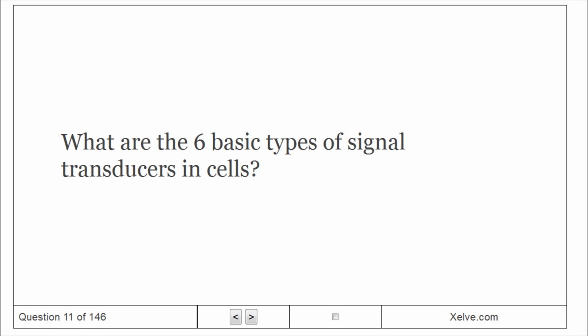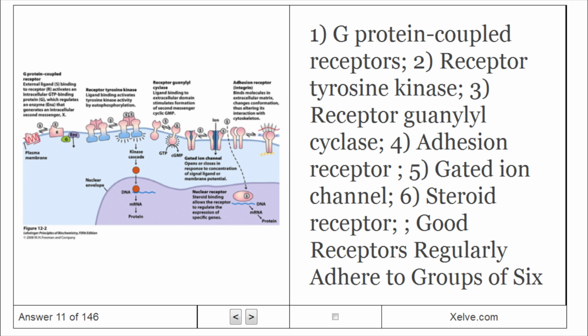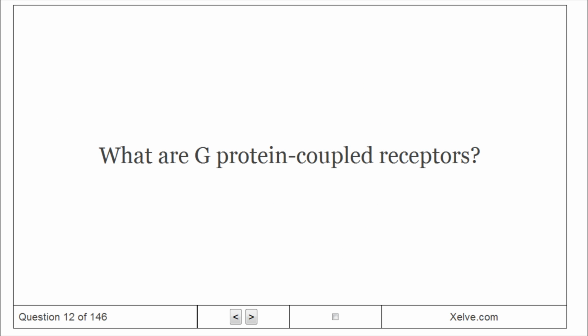What are the 6 basic types of signal transducers in cells? 1. G-protein-coupled receptors. 2. Receptor tyrosine kinase. 3. Receptor guanylyl cyclase. 4. Adhesion receptor. 5. Gated ion channel. 6. Steroid receptor. Good receptors regularly adhere to groups of 6.